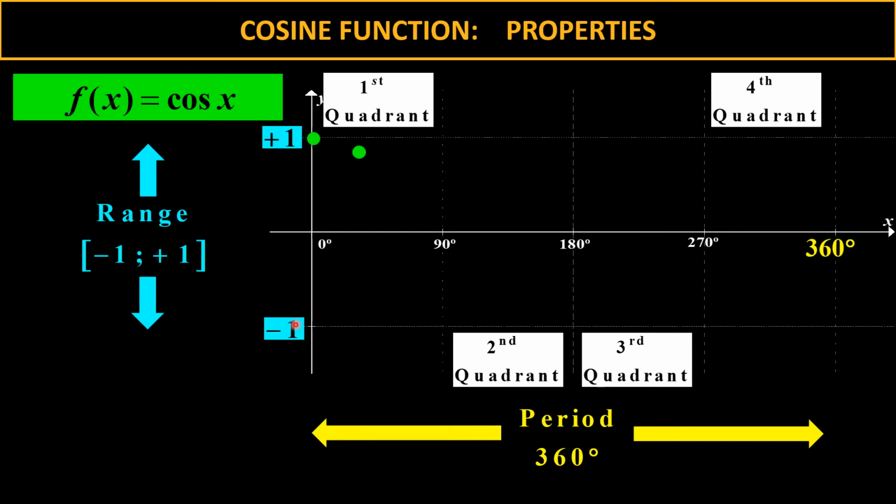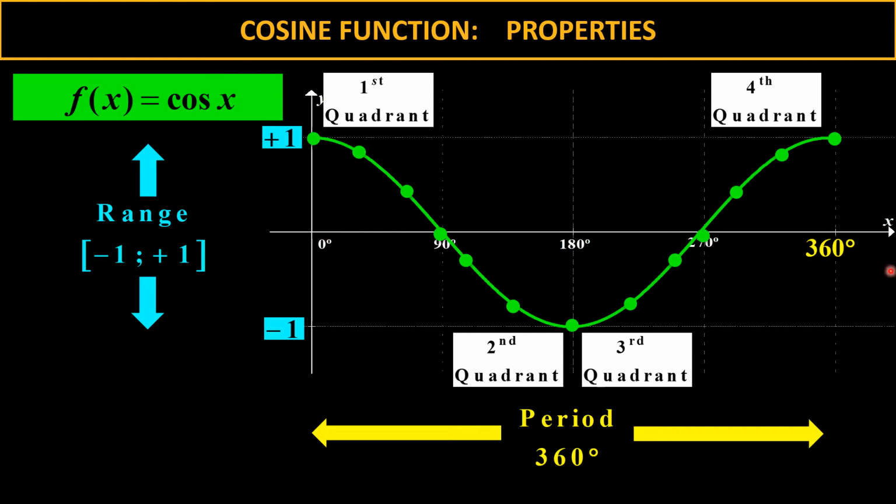Cosine of 0 is 1. You can plot a few more points. Cosine of 90 is 0. Cosine of 180 is -1, cosine of 270 is 0, cosine of 360 is 1. As you can see, it's positive values in the first, negative in the second and the third, and then positive in the fourth. And if we join that, that's the cosine curve. It's also a periodic function. This pattern is repeated every 360 degrees.